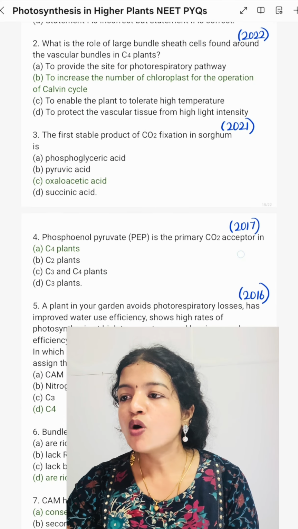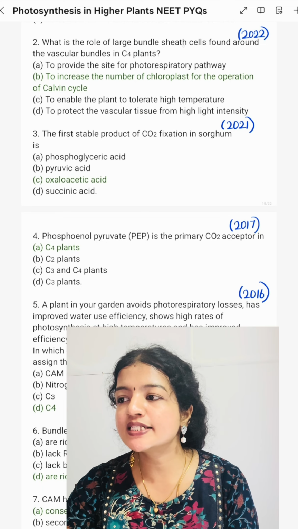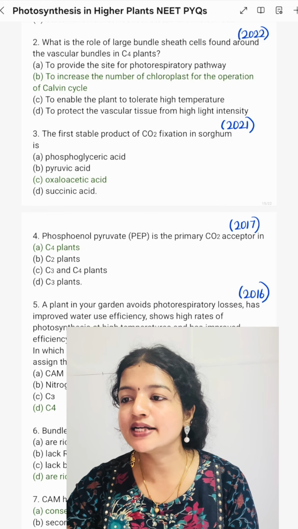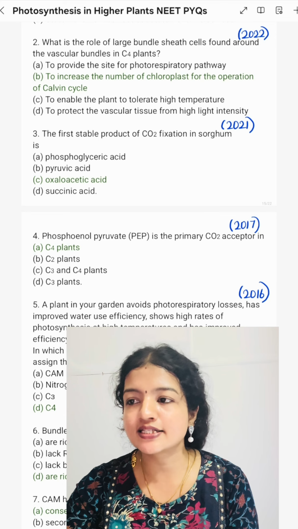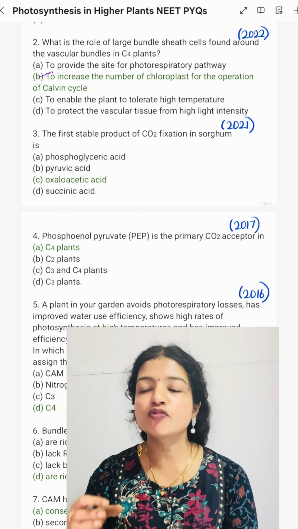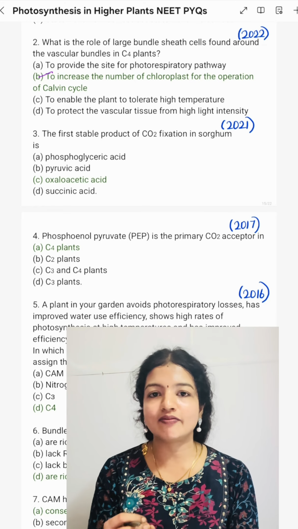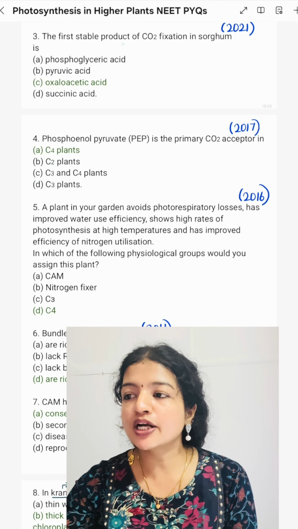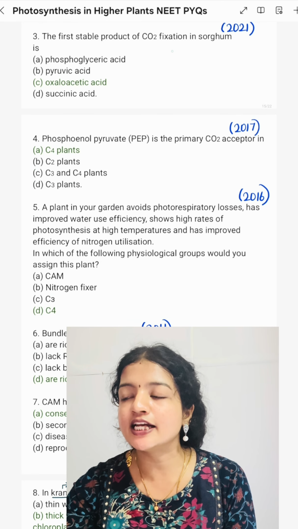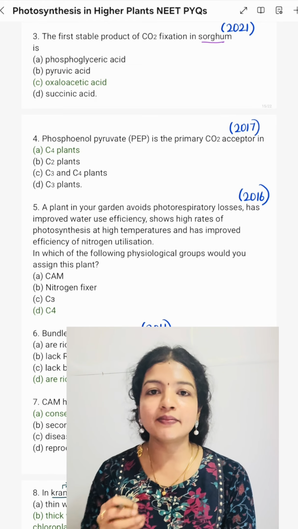Then, what is the role of large bundle sheath cells found around the vascular bundles in C4 plants? So the role of large bundle sheath cells is to increase the number of chloroplasts for the operation of Calvin cycle. Option B. Then the first stable product of carbon dioxide fixation in sorghum is, so sorghum and maize.